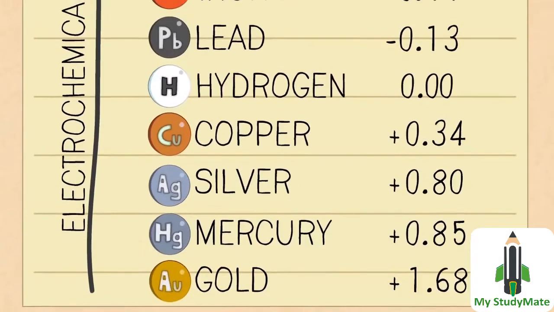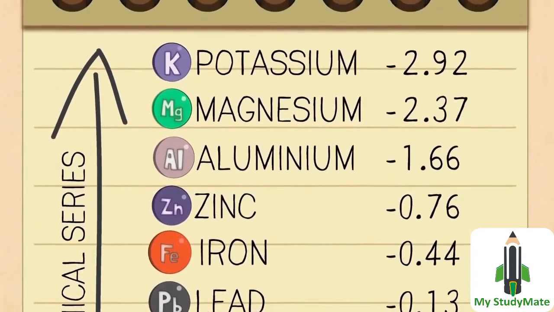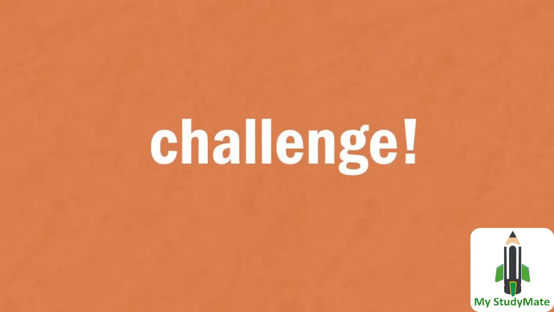Here is a challenge. Can you explain why the iron nail got a copper coating when it was placed in the solution of copper sulfate? Pause, think, and continue when you're ready.